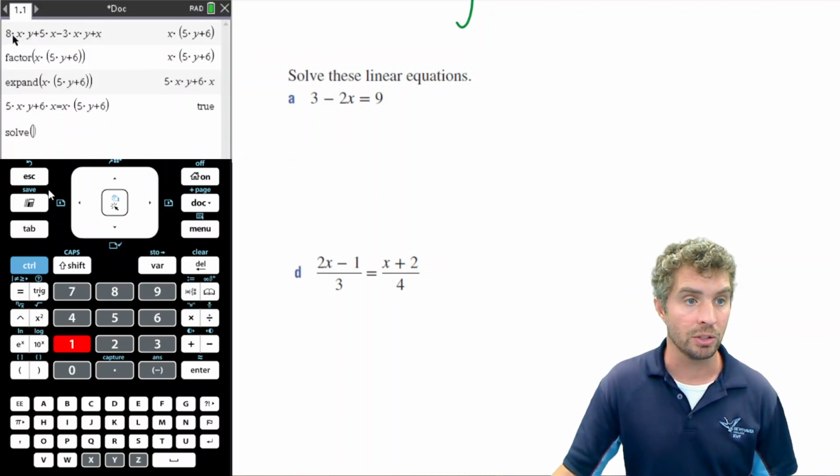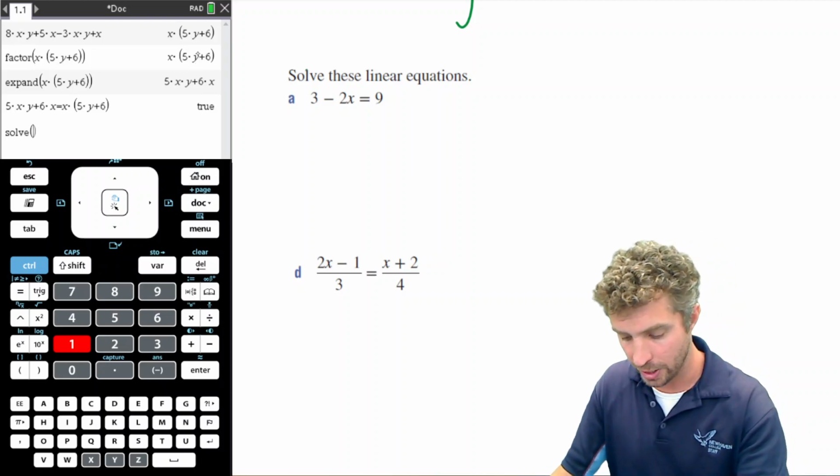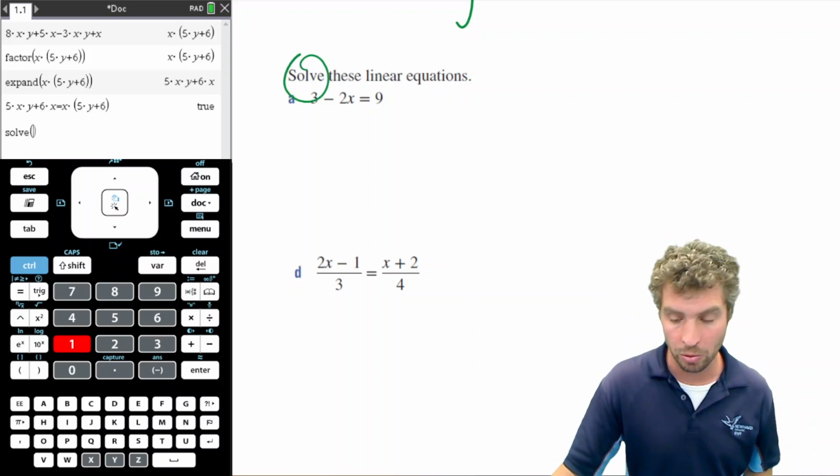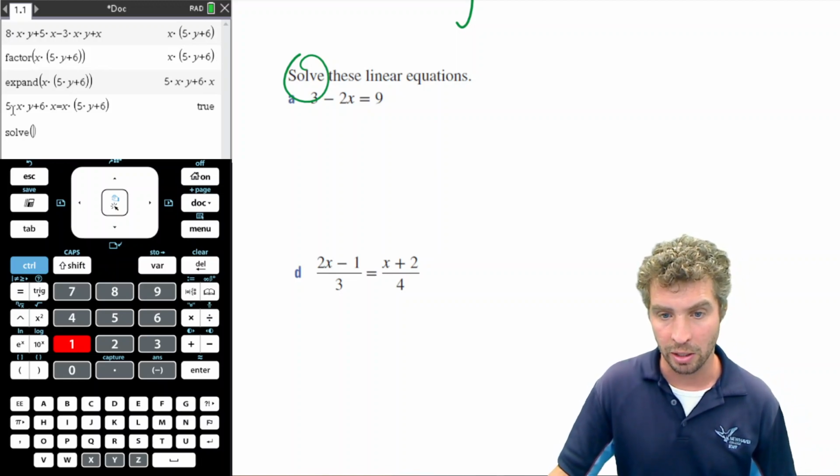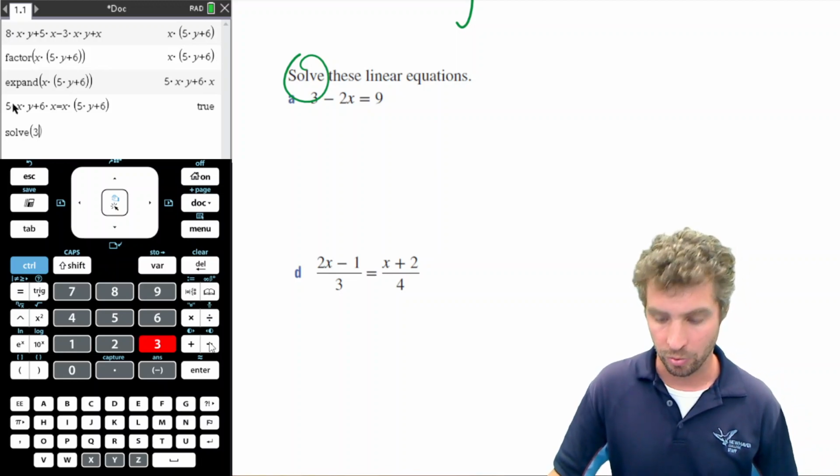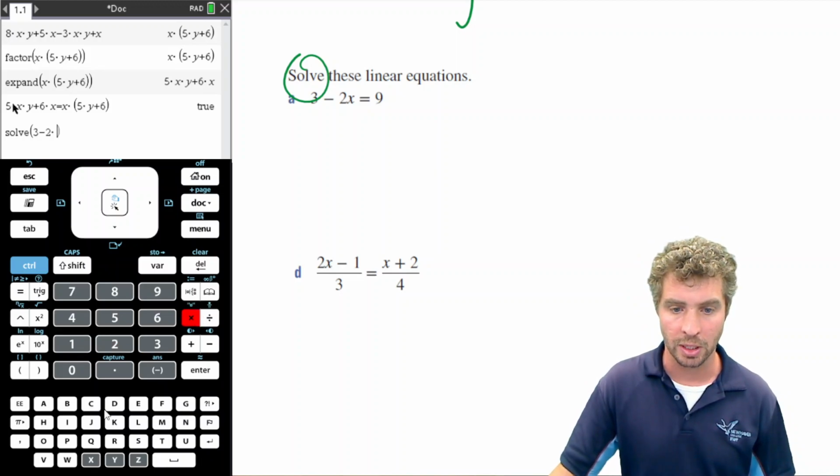It's literally in the instructions, solve. So that's what we're going to do. We're going to use the solve tool, and we just have to type in the equation. So 3 minus 2, if you want to do the times, x, and say that is equal to 9.